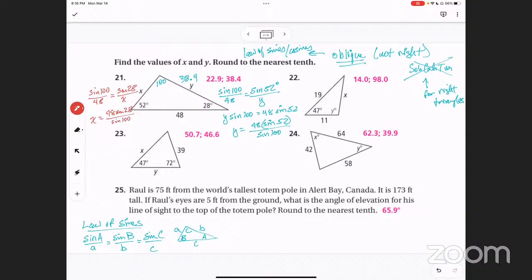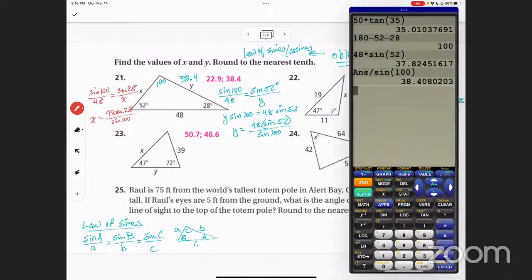Get it? So here we go. 48 sine 28, and I can just do divided by sine 100. Hit enter. 22.9.